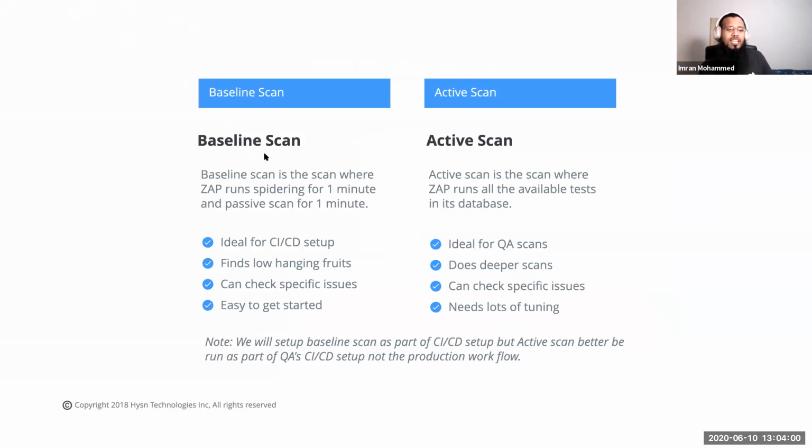So you also have baseline scans here. As you can see, it's ideal for a CI/CD setup, and this is ideal for QA scans. This is a question someone asked me before. It finds low-hanging fruit, so don't think that it's going to catch everything. It does go into deeper scans. It can check specific scans. It's very easy to get started, but needs a lot of tuning.